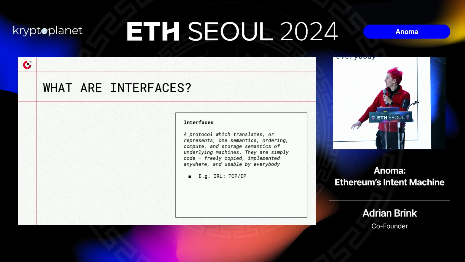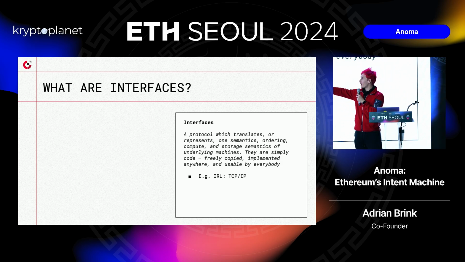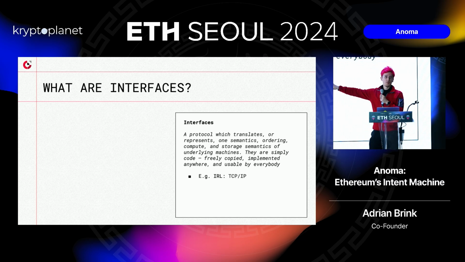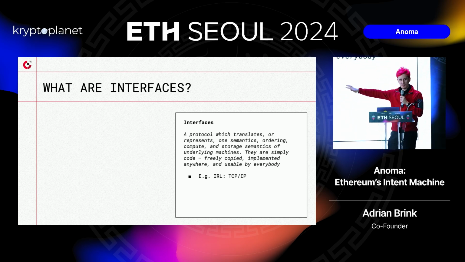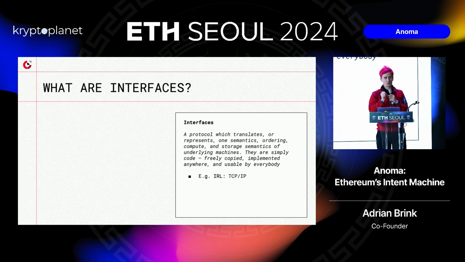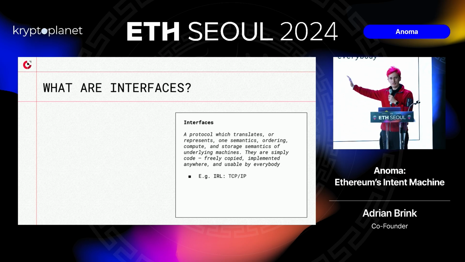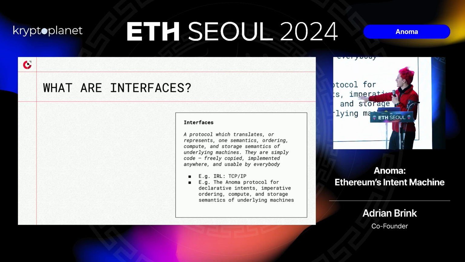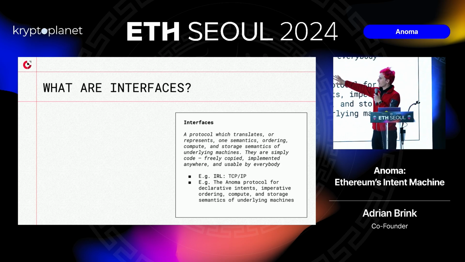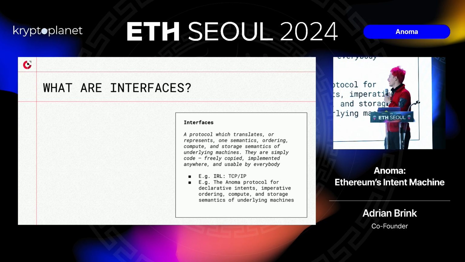And the prototypical example for interfaces is TCP/IP. Everyone can use TCP/IP. You do not have to go via the single Oracle server run in a basement in Virginia in order to use TCP/IP. If two of us in this room want to connect with each other, we can do so over TCP without asking any intermediary for permission to do so. Another good example here in the blockchain space is something like IBC, which is, again, just an interface.